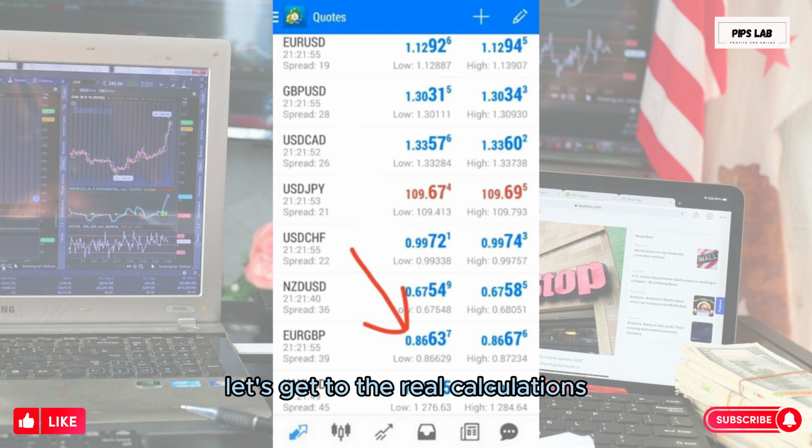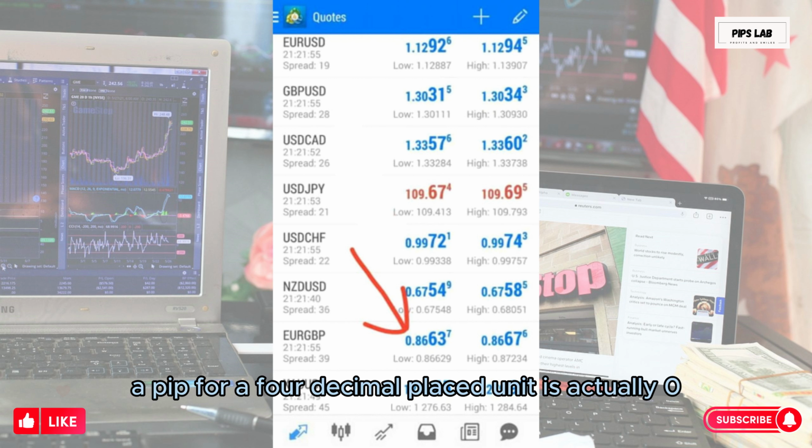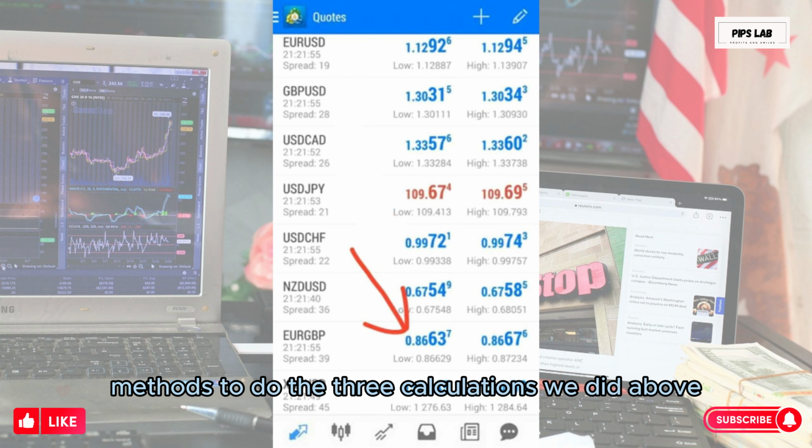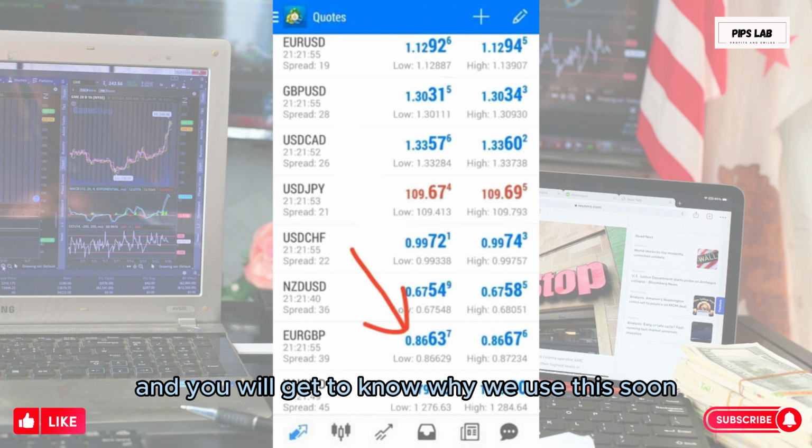Let's get to the real calculations. A pip for a 4 decimal placed unit is actually 0.0001. So we would use this second but long method to do the 3 calculations we did above, and you will get to know why we use this soon.